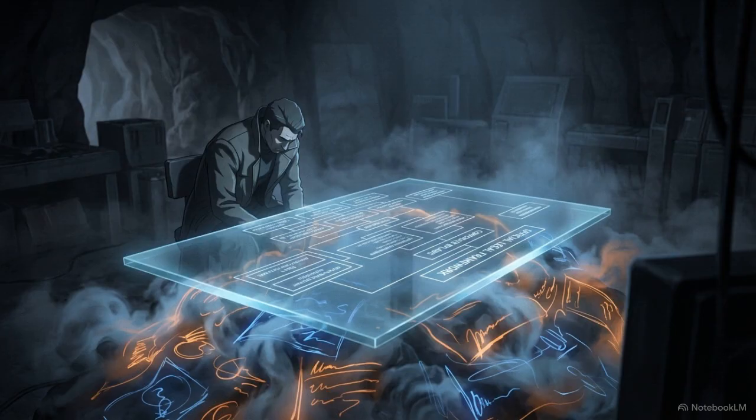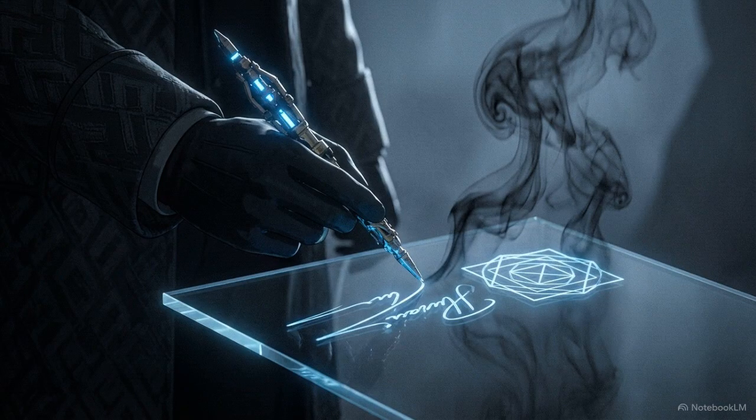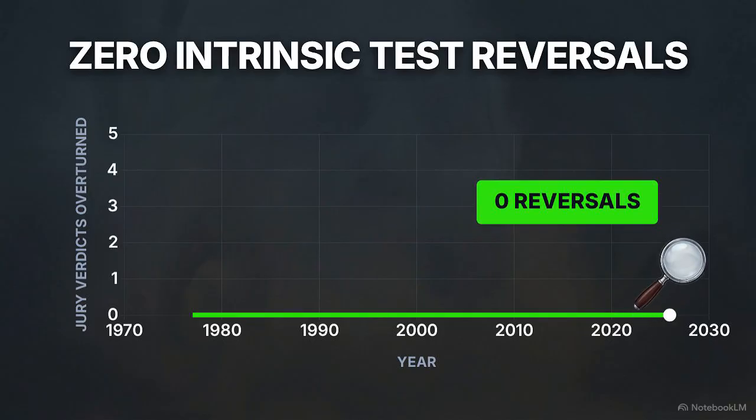This creates a specific appellate constraint for creators. Because the intrinsic test is subjective and reserved for a jury's impressions, it is difficult to successfully challenge the outcome in a higher court. In January 2026, a Ninth Circuit appellate panel affirmed the trial verdict. They noted a historical fact. The Ninth Circuit has never reversed a jury's finding of no substantial similarity under the intrinsic prong.